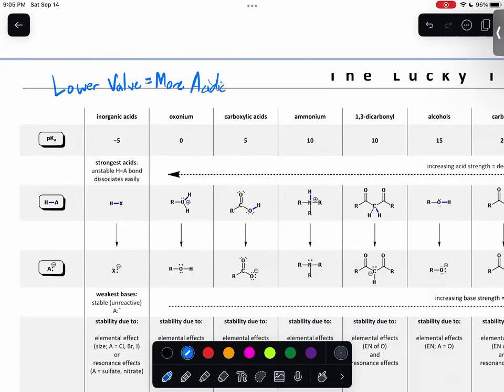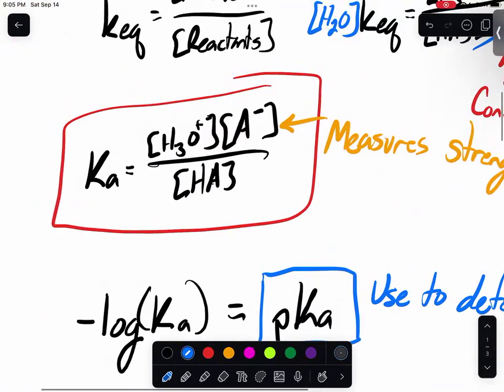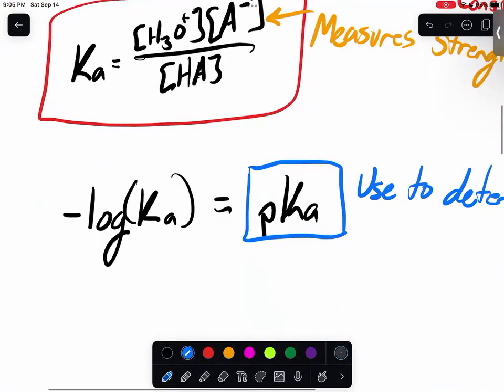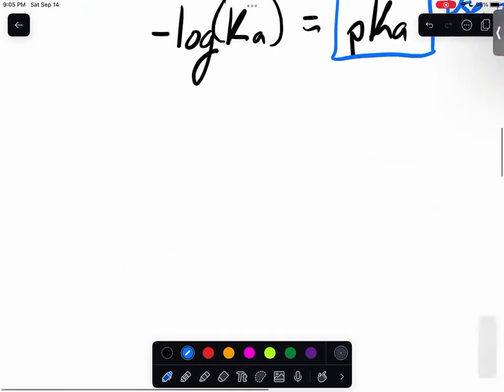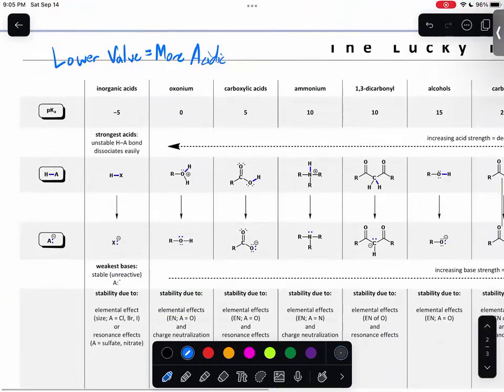And so if you think about why this is the case, the Ka will grow larger as we make more of the products, right? Because it is products over reactants. And if we look back up at this here, right, the more H3O plus and A minus we make, the higher that Ka value is going to be. But whenever you take the negative log of it, you're essentially doing 10 to the negative of that value. So the lower value means that we're looking at something more acidic.